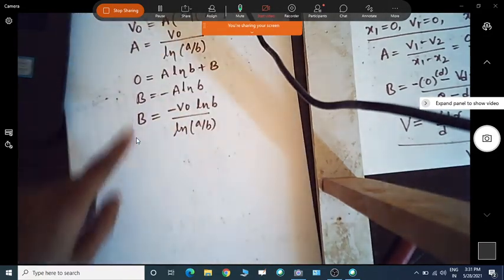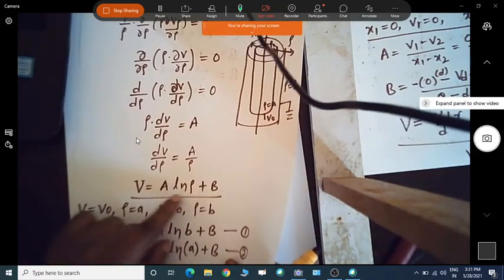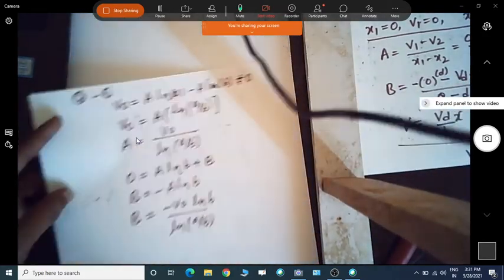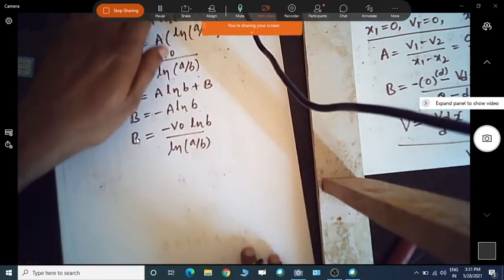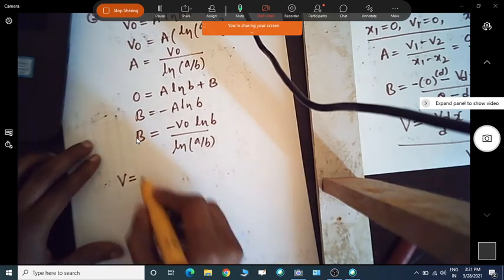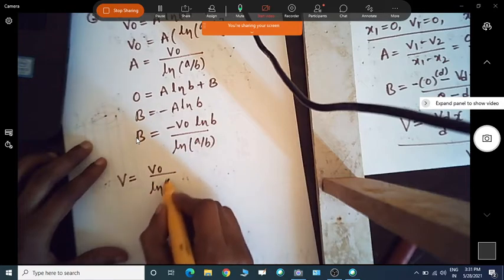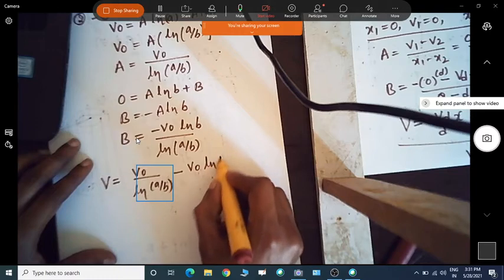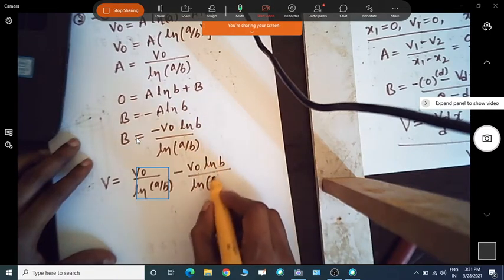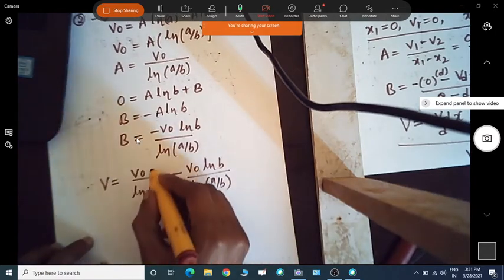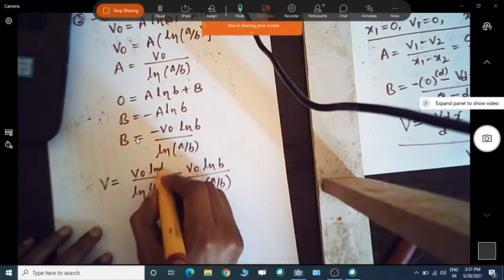Now we can substitute A and B in the equation which we have got, and we are going to get the solution for V. So what is V? V equal to, A is nothing but V naught by ln of a by b, so V equal to V naught ln rho divided by ln of a by b, minus V naught ln b divided by ln of a by b. So this is what we are going to get for the potential.